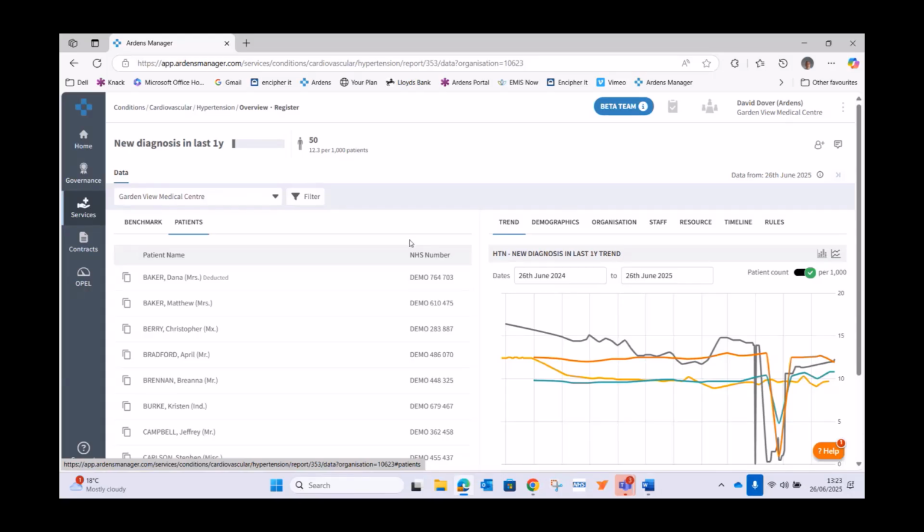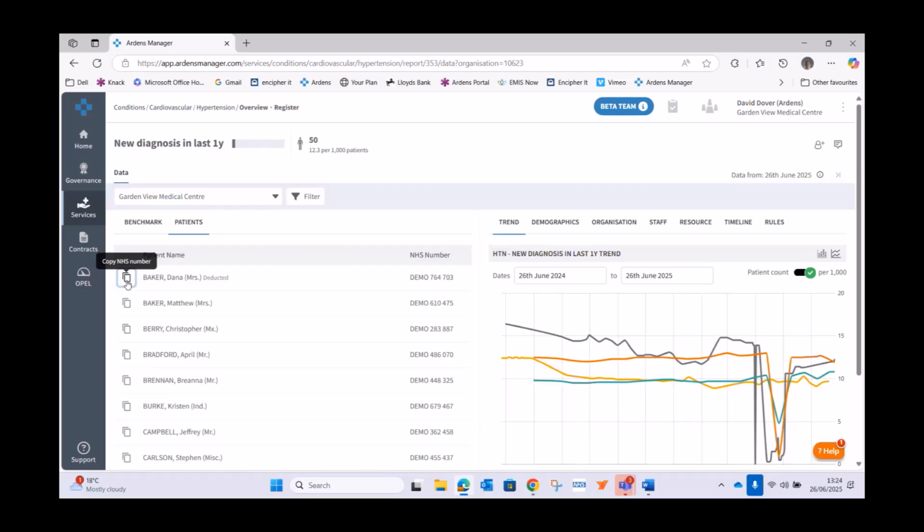Various things I can do here. If I was interested in reviewing that patient's record just out of interest, then we do have the ability to copy their NHS number and then go into System 1, go into EMIS Web, paste that NHS number, review that patient's record and decide what the best course of action is and so on.